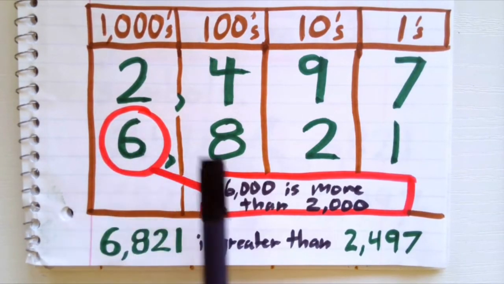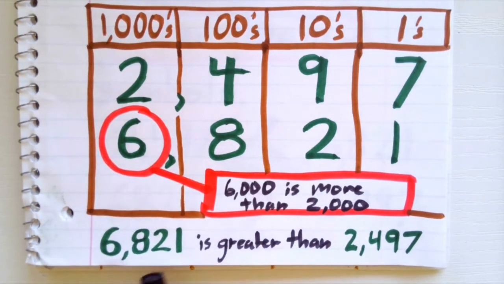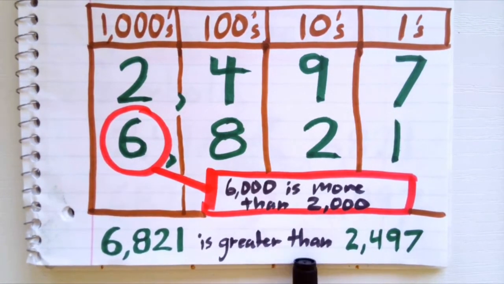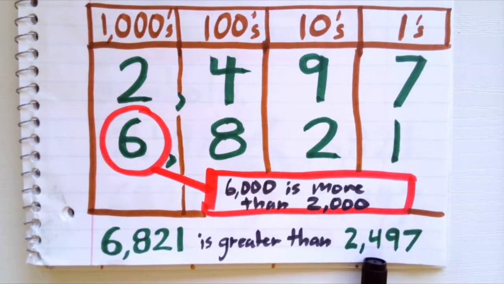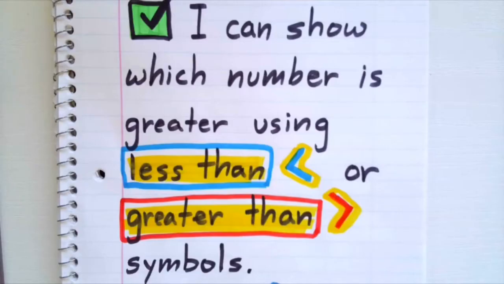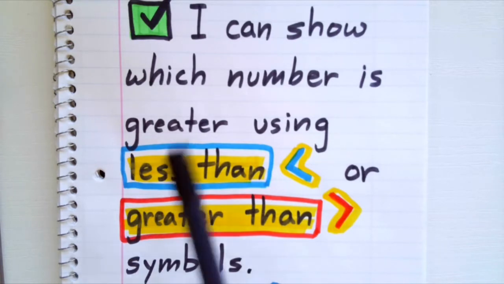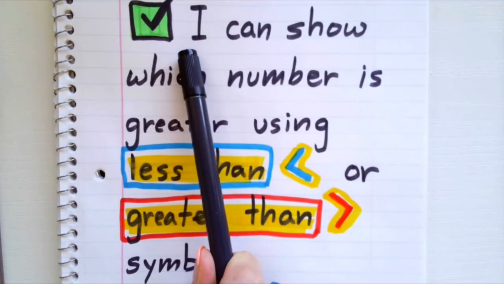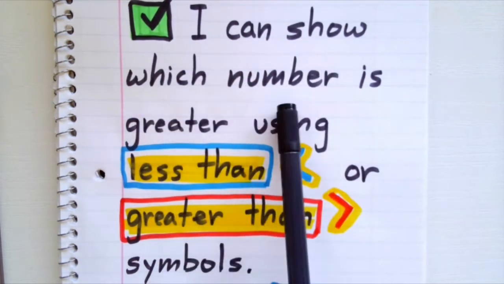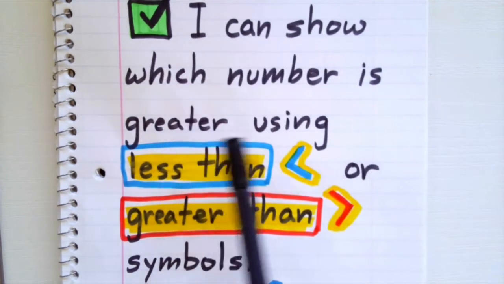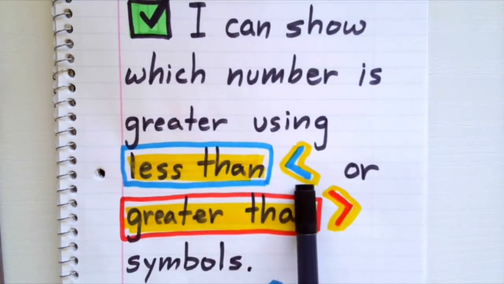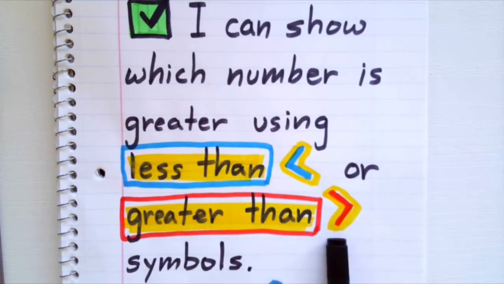So I use this information to determine that 6,821 is greater or bigger than 2,497. Let's read our success criteria together so that we'll know how to show we can compare numbers. Ready? Begin. I can show which number is greater using less than or greater than symbols. When I say symbols, I mean a little picture that means something.